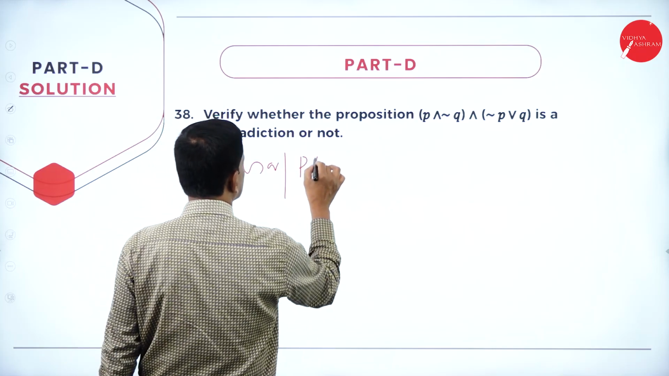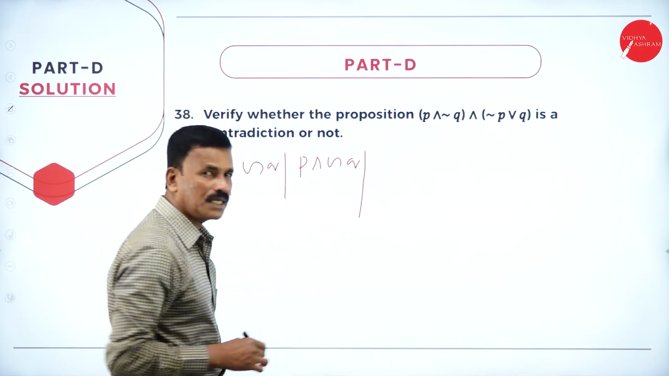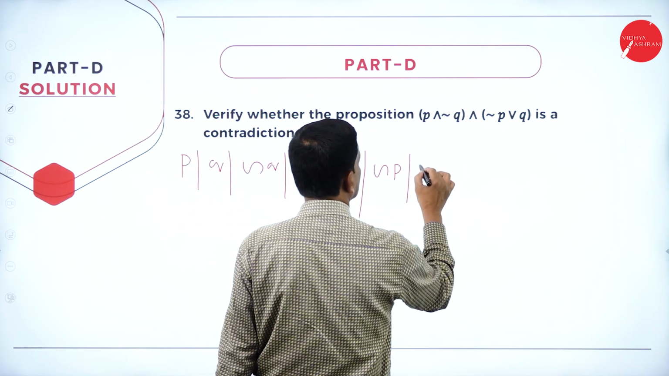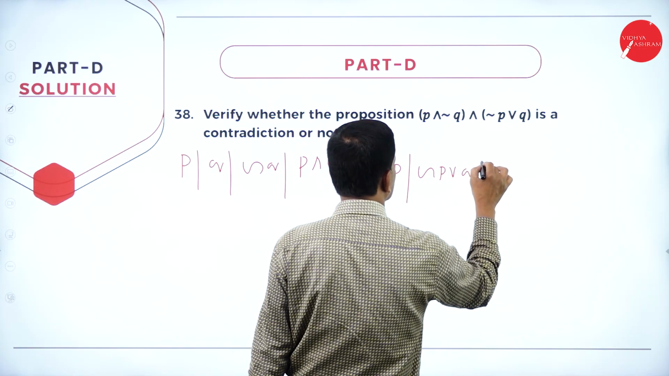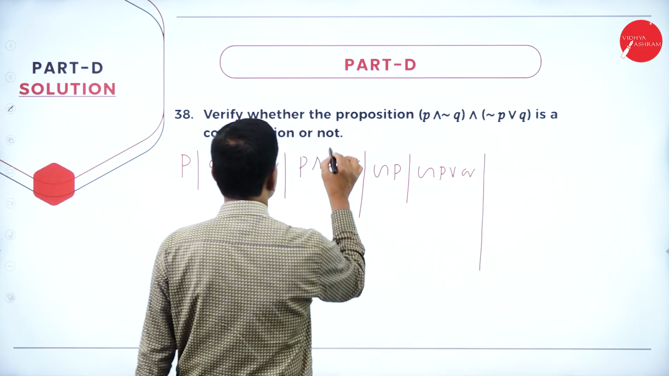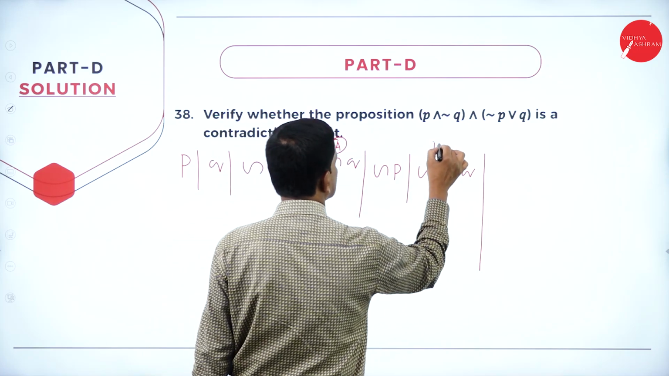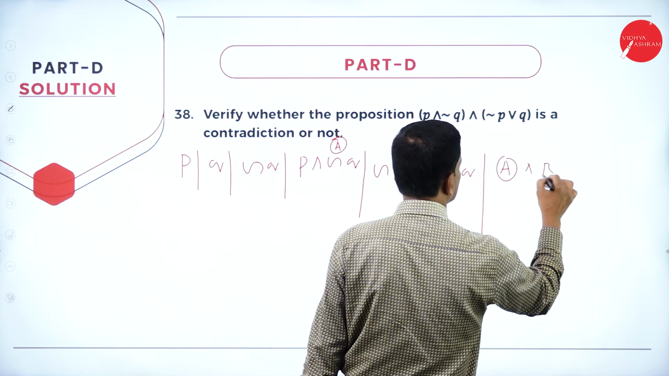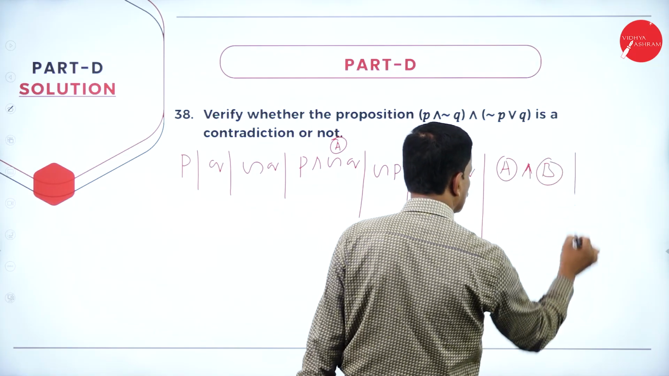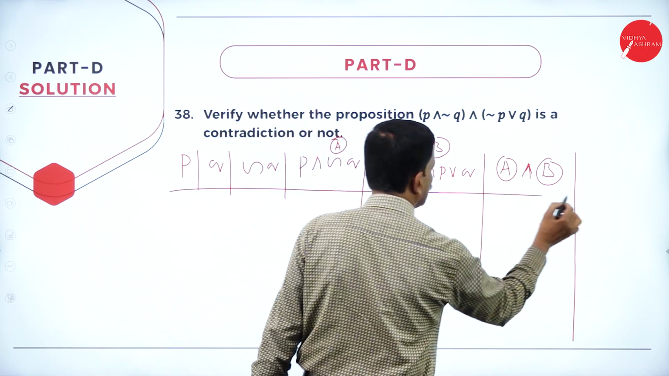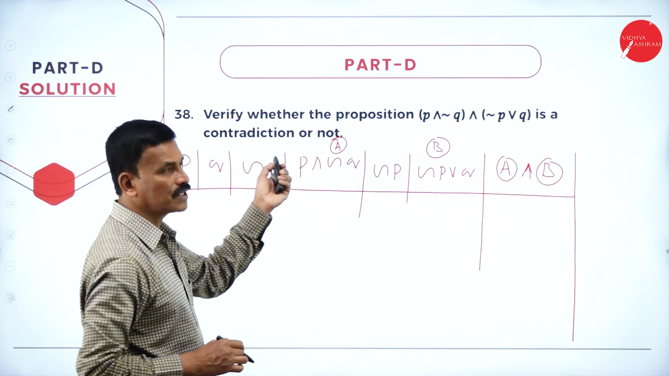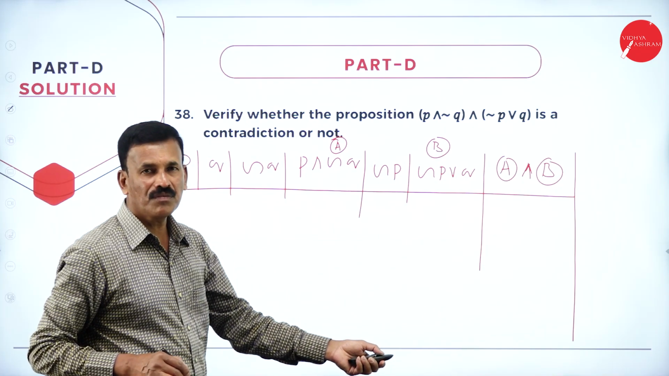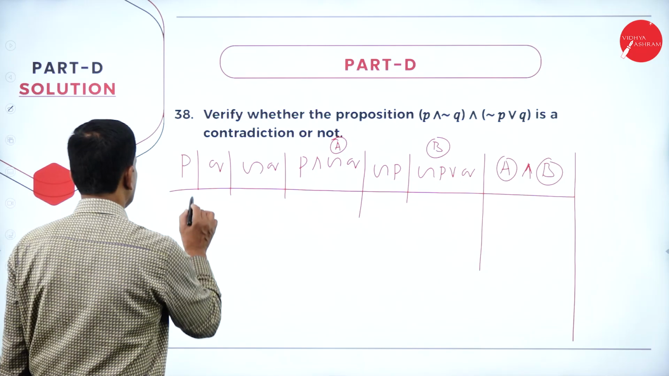First part, P conjunction negation Q. Next, negation P disjunction Q. Call this A and this B. So the conjunction of these two, A conjunction B. Now verify whether this is a contradiction or not. If you get all the truth values in the last column as F, F, F, F, then it is called a contradiction. Now, what are the truth values?